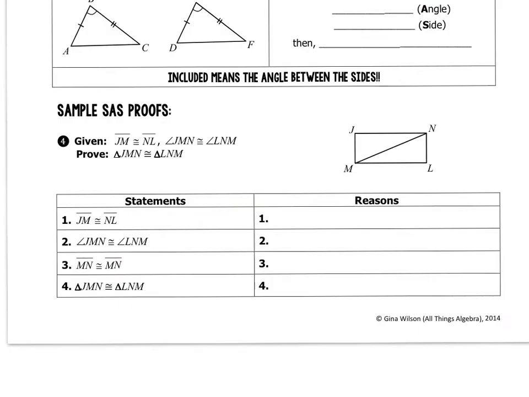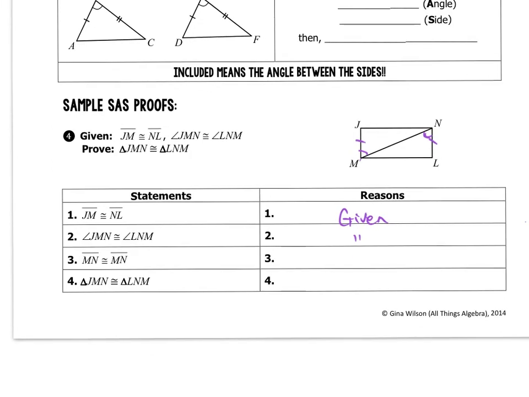So let's look at an example here. We have JM, which is right here, is congruent to NL. We have angle JMN, which is this angle, is congruent to angle LNM, which is this angle here. And we're asked to prove the two triangles are congruent. So the first condition is given, first statement. The second statement is also given. Thirdly, we need a third one. We either need another angle or we need a side.